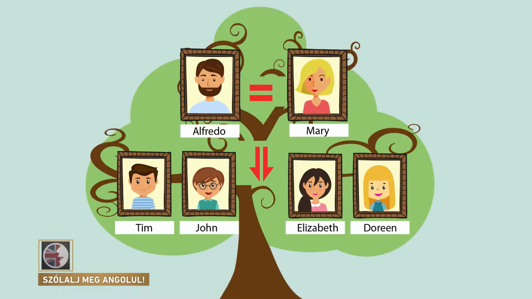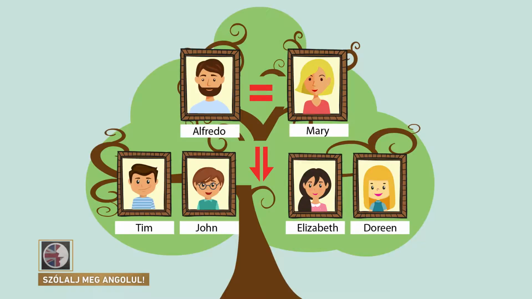Now, let's make some sentences about the Benchfields. Tim is Alfredo's son. Tim is his son. John is Alfredo's son. John is his son. Tim and John are Alfredo's sons. They are his sons. Elizabeth is Alfredo's daughter. She is his daughter.